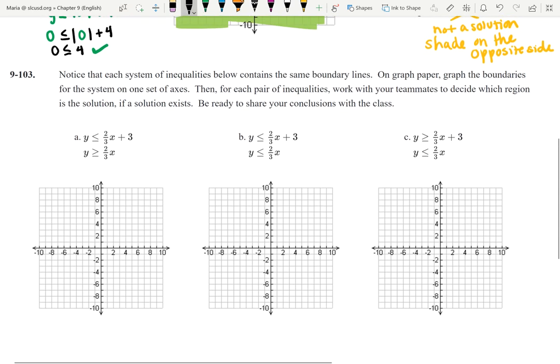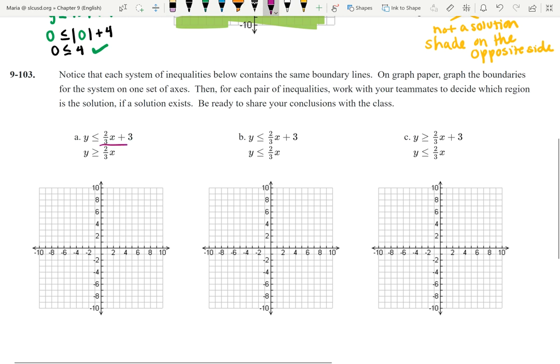Notice that for all of these, we have 2/3 x plus 3, and then we also have 2/3 x. So let's draw the boundary lines for all of these first.